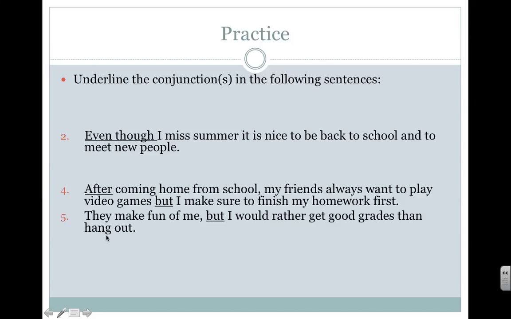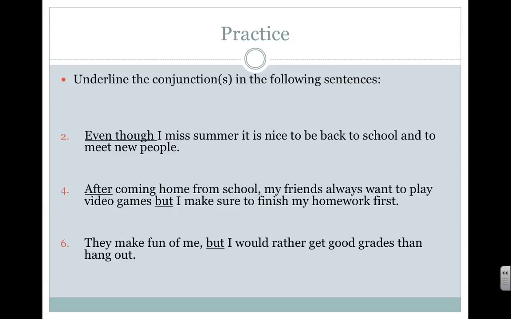Moving on, they make fun of me, but I would rather get good grades than hang out. But is that coordinating conjunction that will connect those sentences. All right, so that concludes our conjunctions and our pronouns.